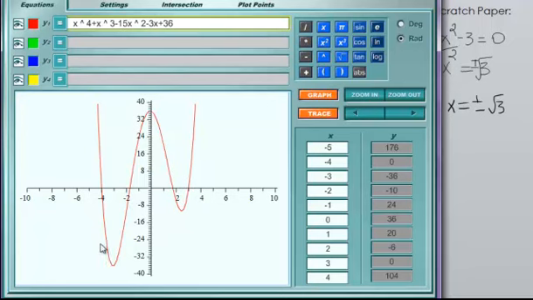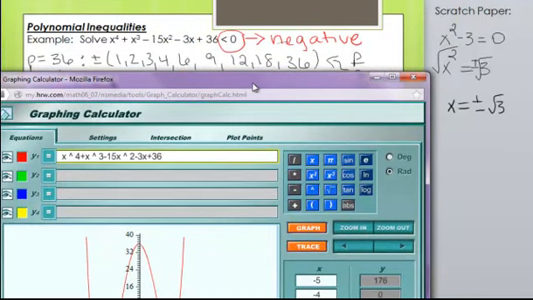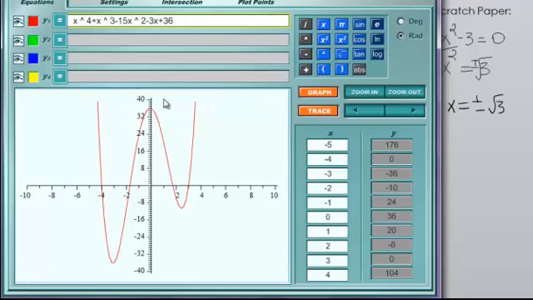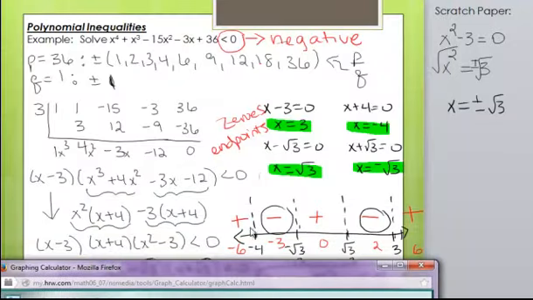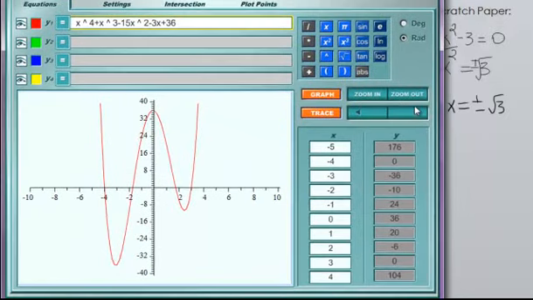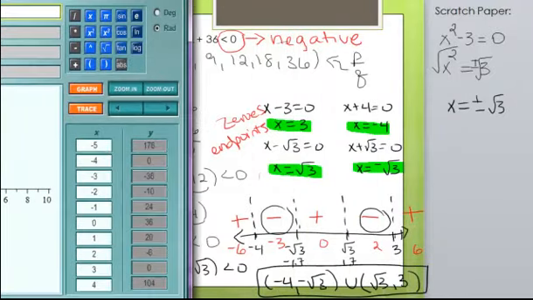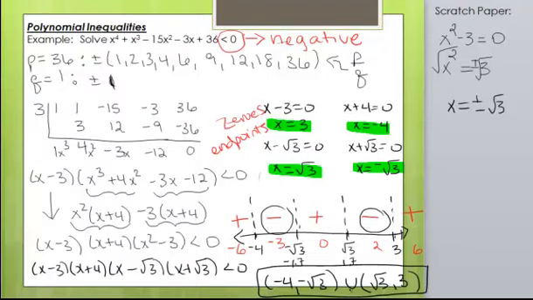Where does the graph go negative? Where does it go below the x-axis? So if our problem here had said greater than 0, we would have been looking for where the graph goes positive. So we would have been looking for these parts. And if you remember our sign chart, that is exactly where the graph was positive. So your solution to this inequality, one more time, is here. That is where your graph goes negative.